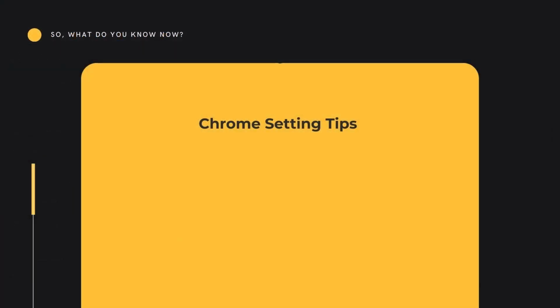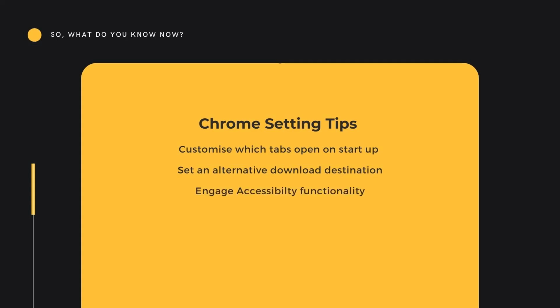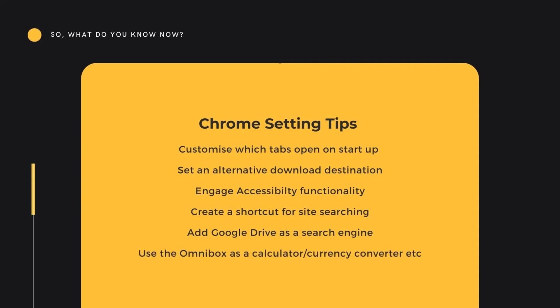There you are, 5 top settings and a few fun Chrome functions. You now know how to customize your startup experience, change your download destination, engage your accessibility functions, search specific sites or search Google Drive, and use the Omnibox as a calculator, currency converter, stopwatch, and to quickly access browsing data.